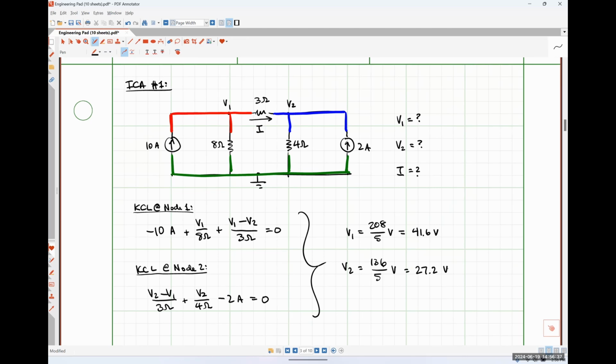How do I solve for that current I now that I know what those nodal voltages are? It'll be the V1 minus V2 over the 3 ohms. Exactly right. Which comes out to be 24/5 amps or 4.8 amps. Any questions regarding nodal analysis when we only have current sources?